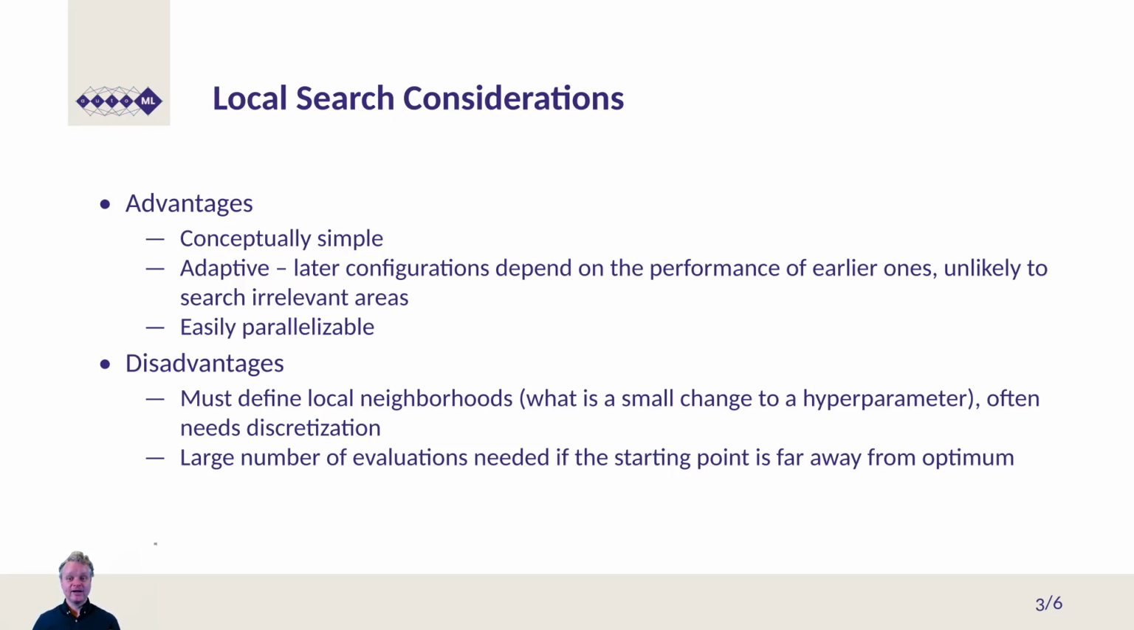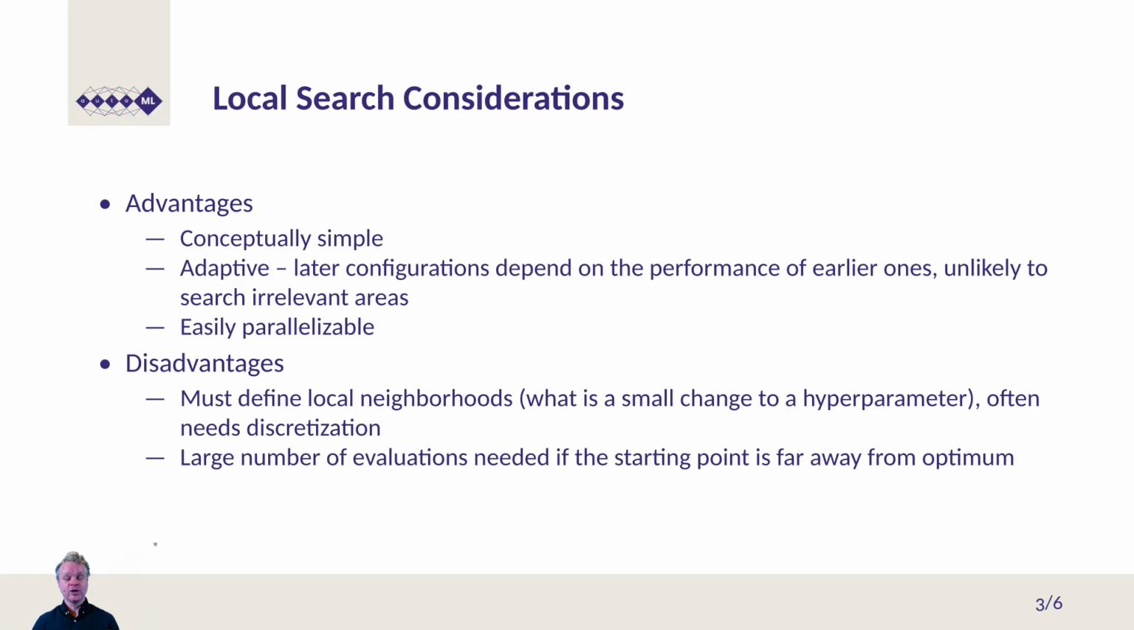Disadvantages include that I have to define what a local neighborhood is. So essentially, what is a small change to a hyperparameter that makes sense here? This often requires discretization with all the disadvantages that we've talked about before for grid search. And this can be not entirely obvious in practice, in particular because it also might depend on the data set that we're working with.